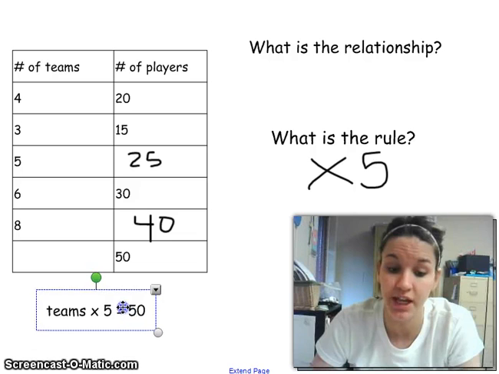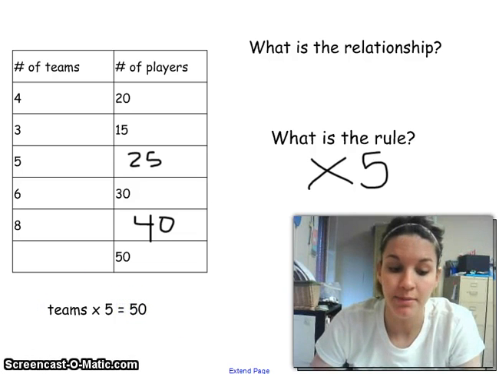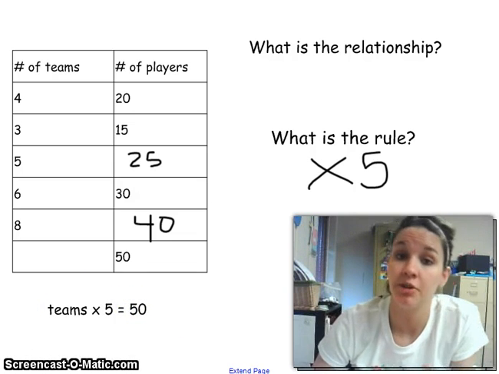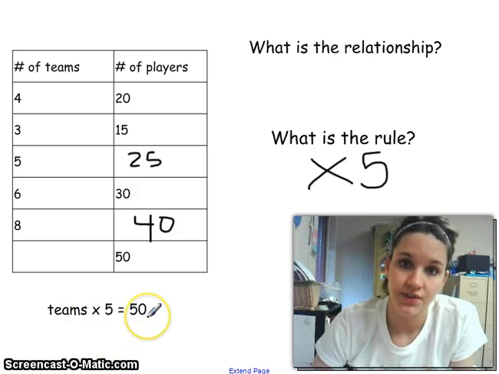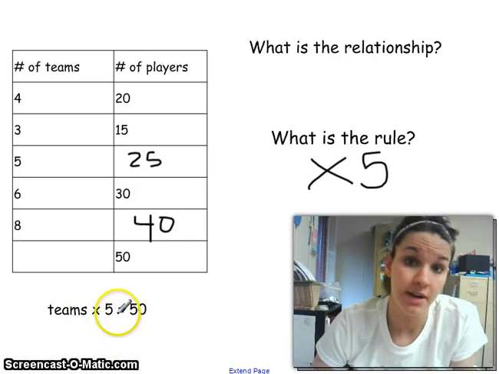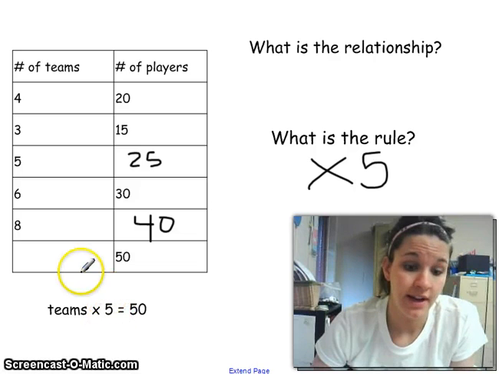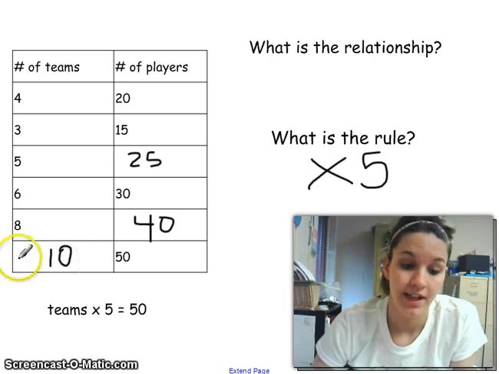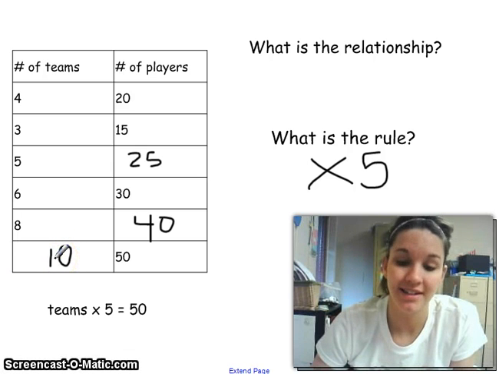Now I know that multiplication and division are opposites, so I'm going to be able to use my division facts here to help me. So something times 5 is 50. Well, I'm going to do 50 divided by 5, and I know 50 divided by 5 is 10. That works because it fits that consistent relationship of times 5 as the rule. 10 times 5 is 50.